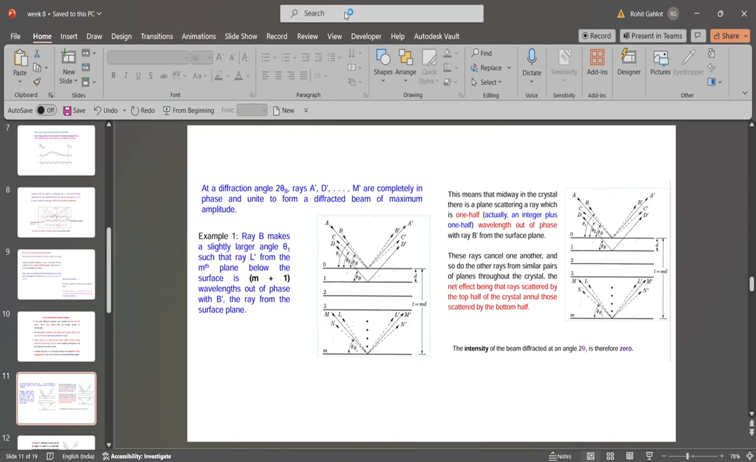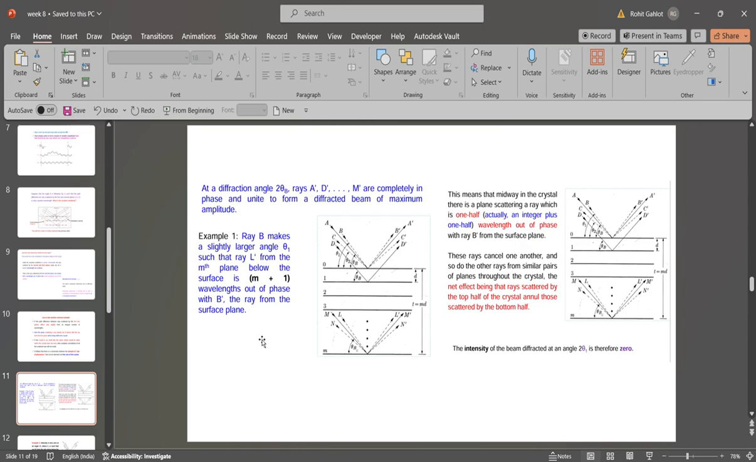So let's take another example. As seen here, at a diffracted angle 2 theta B, the rays A dash, D dash and M dash are completely in phase, and they unite to form a diffracted beam of maximum amplitude. The ray B makes a slightly larger angle than the Bragg angle theta B. That is, it makes an angle theta 1, slightly greater than theta B, from the mth plane. On the mth plane below the surface, it is m plus 1 wavelengths out of phase with B dash.